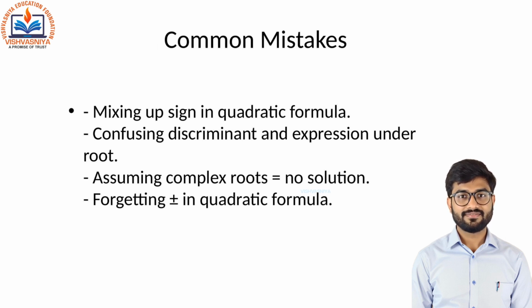Mistake 3: confusing the discriminant, which is just b squared minus 4ac, with the whole square root expression in the quadratic formula. Mistake 4: assuming that complex roots mean no solution, that's incorrect. Complex roots do exist and are valid solutions in mathematics. So, stay alert, check your steps, and don't fall for these common traps.